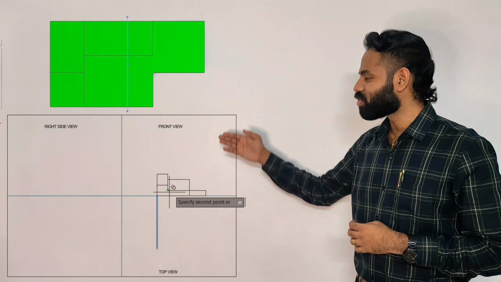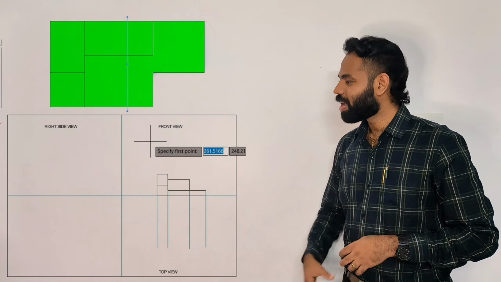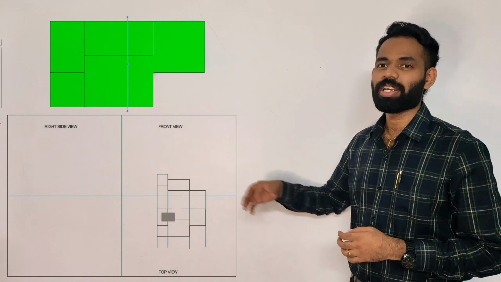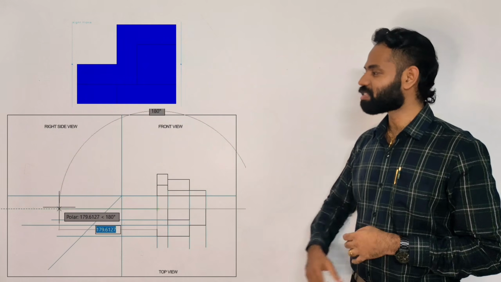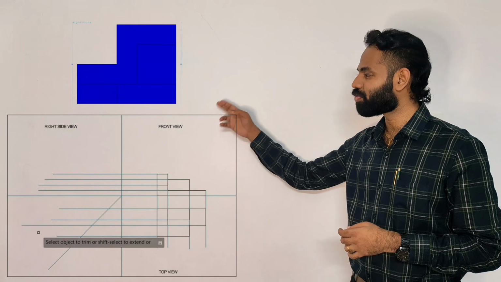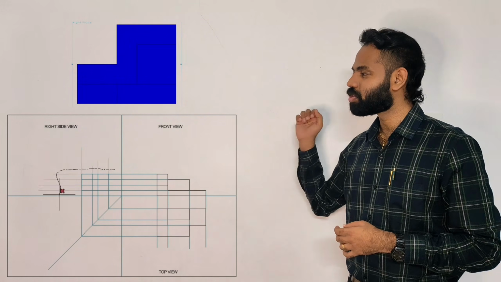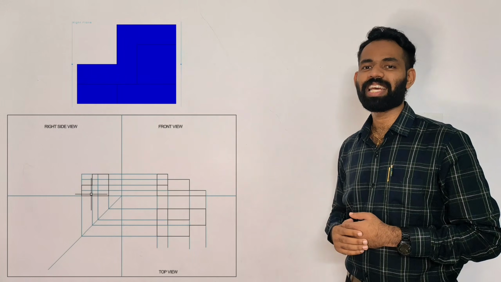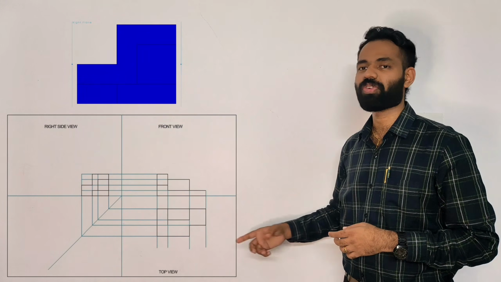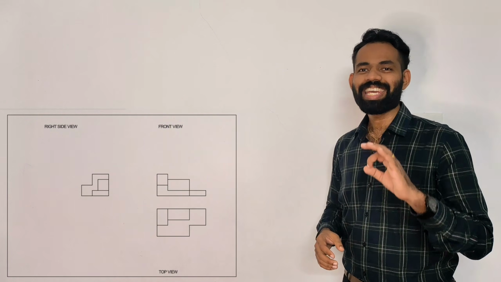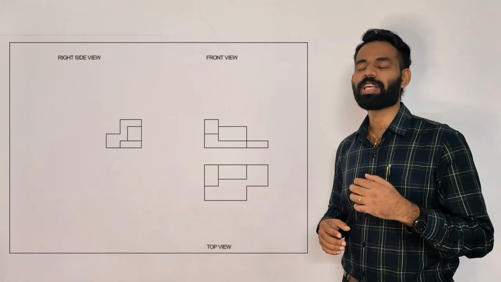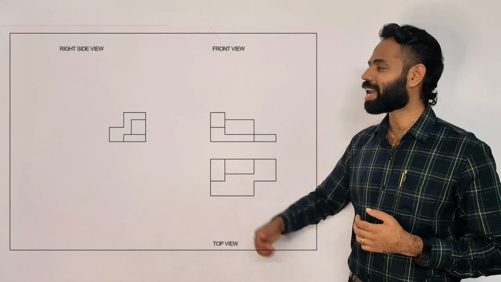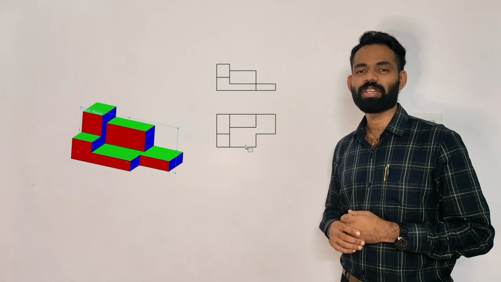Then we draw the top view. We project the lines vertically downwards, and with the measurements, we complete the top view. Finally, we transfer the dimensions from the front view and top view to the side view. Then we get the three different views, and it will rebuild the object perfectly. So the machinist and the designer can rebuild the object.